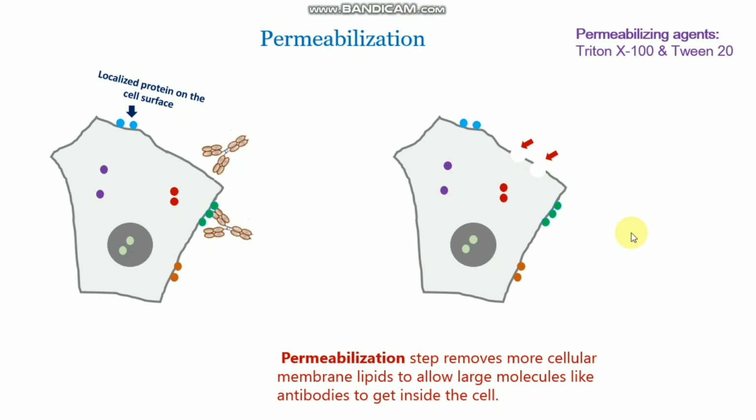As a result, the antibody that we are going to use for targeting the protein can easily get inside the cells and bind with the target protein. This is why the permeabilization step is very important for immunohistochemistry and IF staining. Now let's talk about the protocol of this permeabilization step.